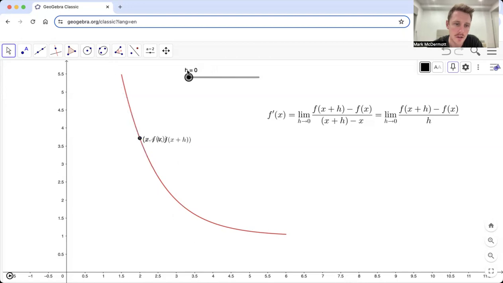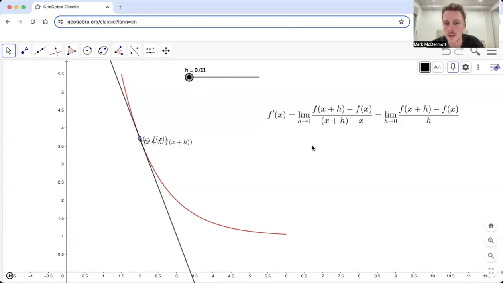Now you'll notice at zero, the line disappears, and that should hopefully make sense because you can't draw a meaningful tangent through one point. You need to have the points so close together that they're essentially zero, but not zero. So that's what it means to take the limit. So you can see here now that the gradient of this tangent is essentially the gradient of this red line at the point x.